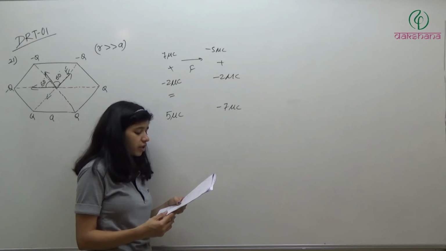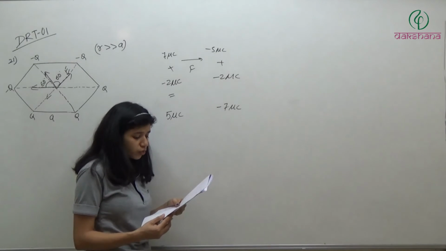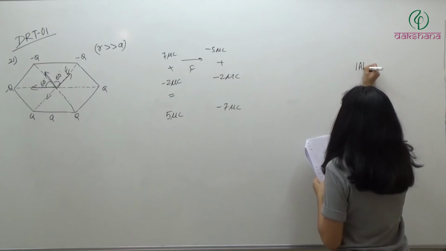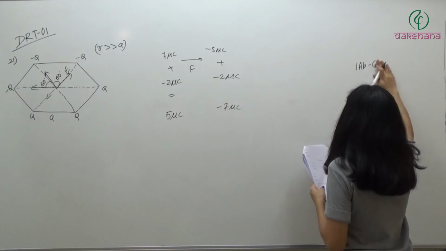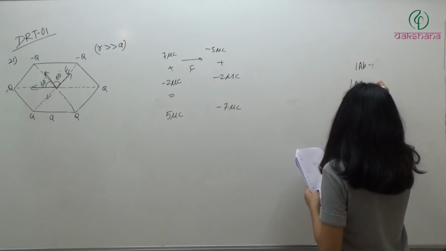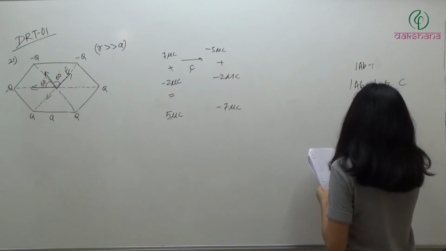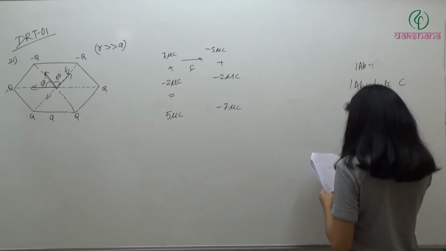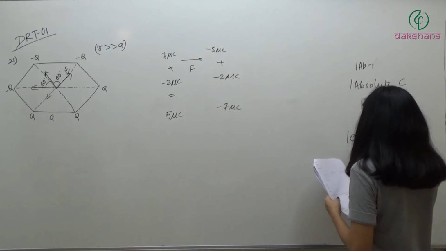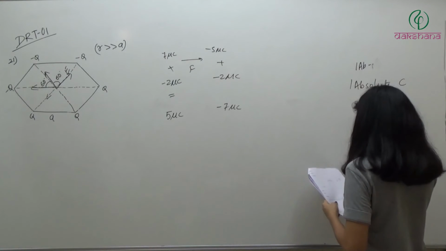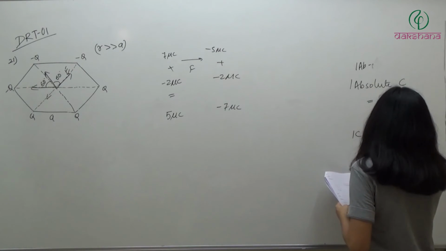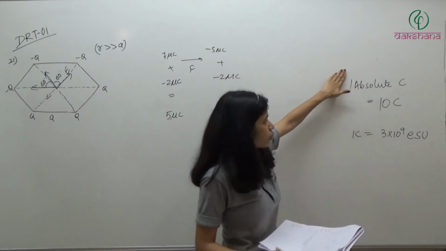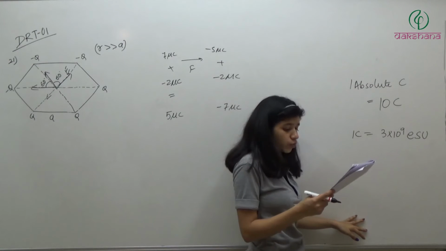Find the correct relation. 1 coulomb is equal to 10 absolute coulomb. So this is a theoretical question, remember it a bit. So 1 absolute coulomb, note this down. 1 absolute coulomb is equal to 10 coulomb. And 1 electrostatic unit, or you can write 1 coulomb is equal to 3 into 10 to the power 9 electrostatic unit. 1 absolute coulomb is equal to 10 coulomb and 1 coulomb is equal to 3 into 10 to the power 9 electrostatic unit.